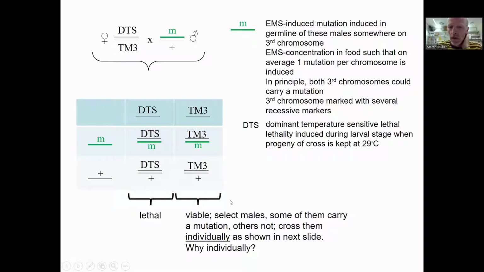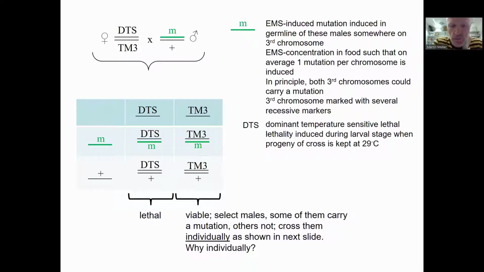But what they did is they selected males here, most likely, maybe also females, but most likely males. Some of them carry the mutations, others do not. The important thing is you take these males now and cross them individually. Can anybody tell me why you have to cross them individually and not 2 or 3 or 4 males together in the same cross?